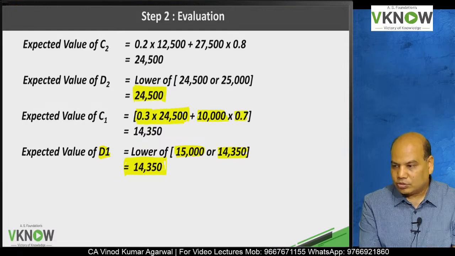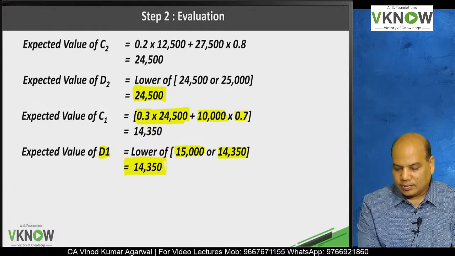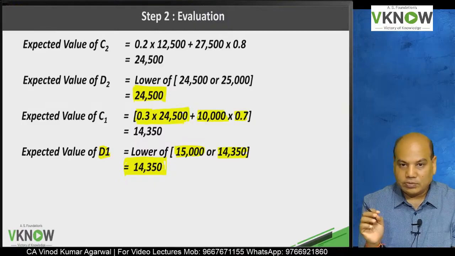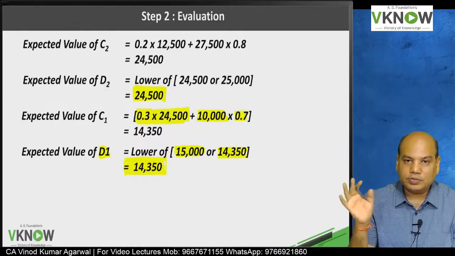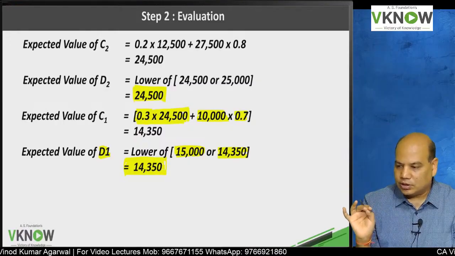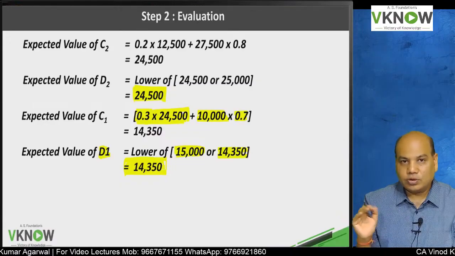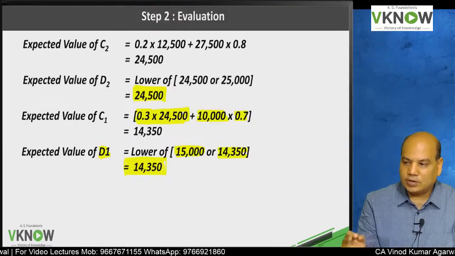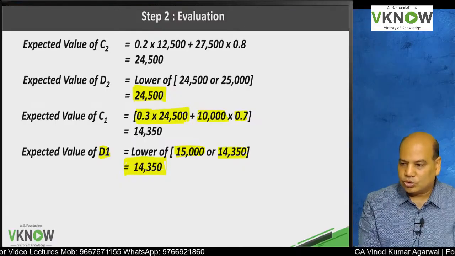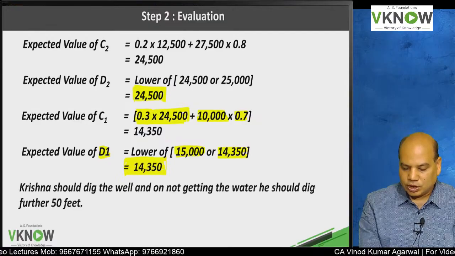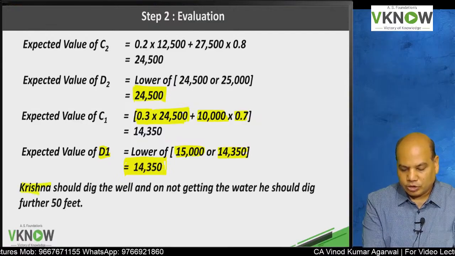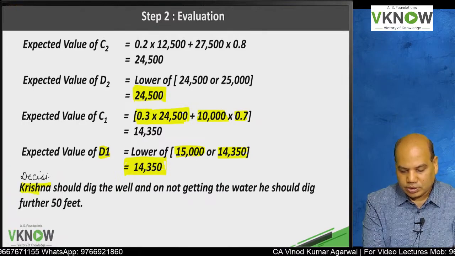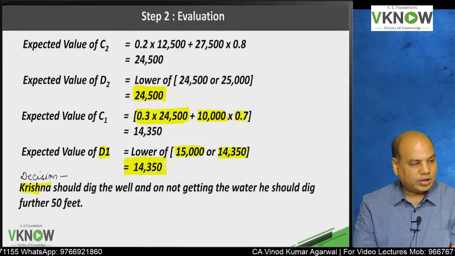So my decision will be: first I will dig 200 feet. If I don't get water, then my second decision will be to dig further 50 feet, because those two numbers give me the lowest value. So I have to write a conclusion also. Without conclusion, don't come home. Write down decision. Decision tree problem cannot be completed without decision.